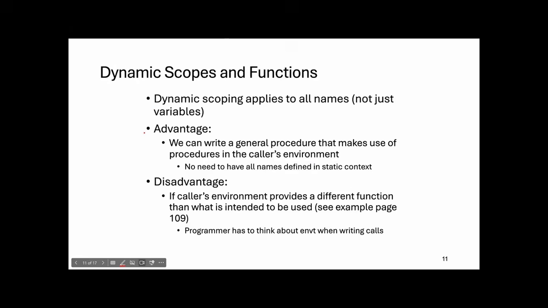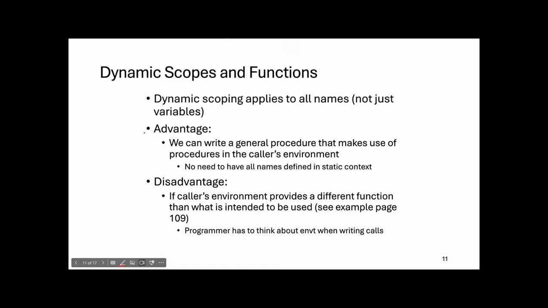Now, a very important question about dynamic scoping and its functions is its advantage. Is there an advantage or disadvantage for dynamic scoping, and can we use it? Should we use it or not? The advantage of dynamic scoping is that we can write a general procedure that makes use of procedures in the call environment, and we don't need to have all names defined in a static context.